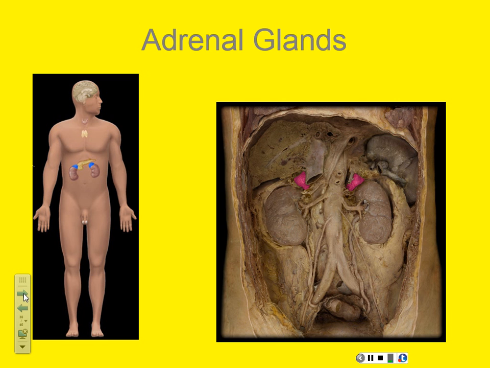So what do we do now? Adrenal glands. Adrenal means next to renal, the kidneys, and it's right on top of the kidneys. You see that, right on top of the kidneys. And in the actual cadaver, you can see that, and you can even see the abdominal aorta and the arteries, and then the iliac arteries.